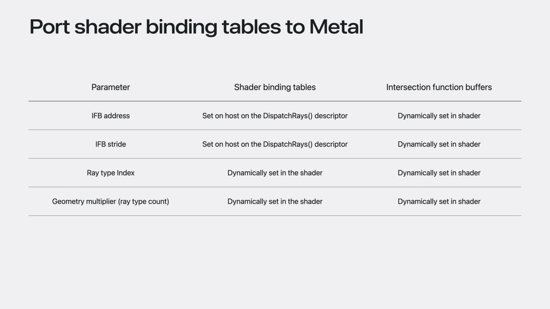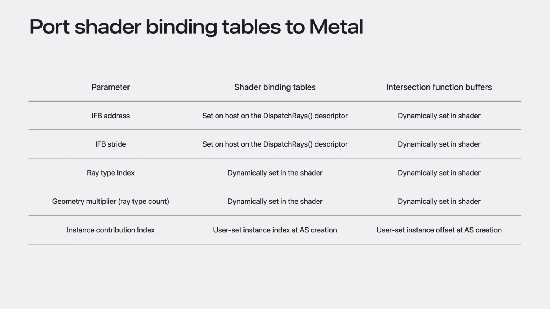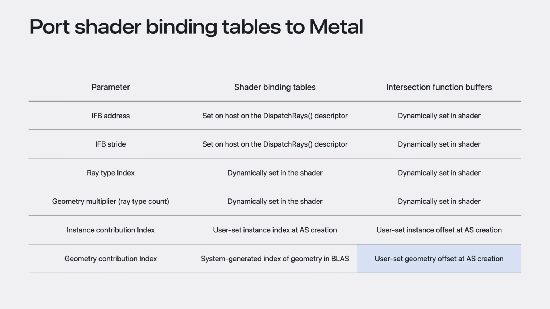Ray type index and geometry multiplier are handled in the same way in DirectX and Metal. Your app can set them in your shader. In DirectX and Metal, you set the instance offset index per instance when creating your instance acceleration structure. But while the geometry offset index is generated automatically in DirectX, Metal gives you the flexibility to set this geometry offset yourself. Intersection function buffers greatly improve the Metal porting experience for your ray traced game.